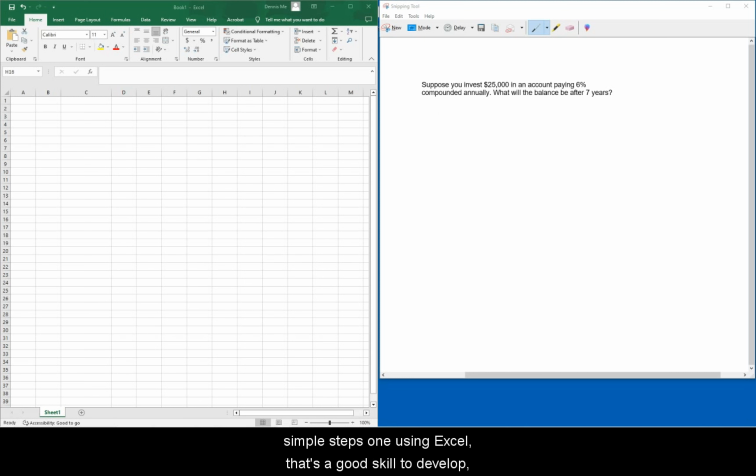I'm going to show you two simple steps. One, using Excel. That's a good skill to develop, and how to use a calculator. Either way, your choice. Just understand the steps, build a skill so you may see how this works. There's a multi-layered process I want to show you, and this is an important skill.